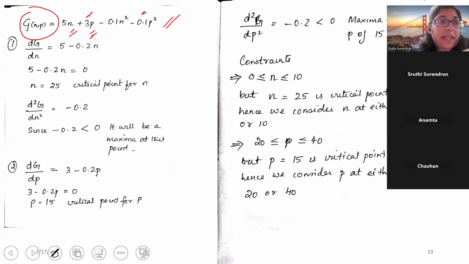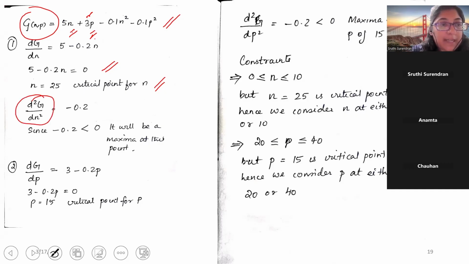So dg by dn is going to be 5 minus 0.2n. And again, the next step is to equate it to 0. That time we'll get the value of n as 25, which is a critical point for n. Now, in order to find if this n value is giving us the maximum growth or the minimum growth, we will find the second derivative.